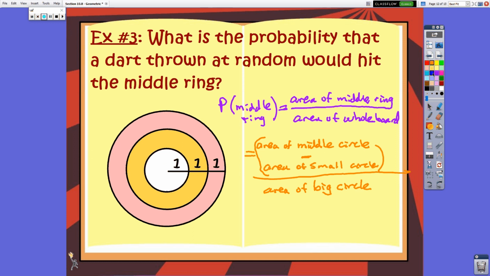All right, so now next step. Area of the middle circle, well that's going to be, I'll write it down here, pi times r squared. We said that had a radius of 2, 1 plus 1. And then we're going to subtract away the area of the part that's not the middle ring, which is that smaller circle. So pi times r squared. And we said the radius of that little circle was 1. And then we're going to divide the whole thing by the area of the big circle. So pi r squared, pi times 3 squared for the whole big thing.